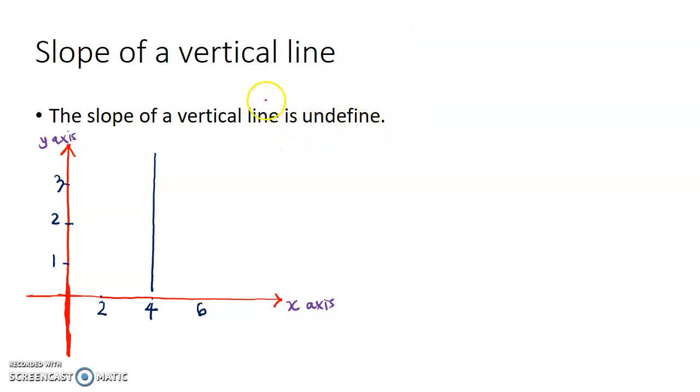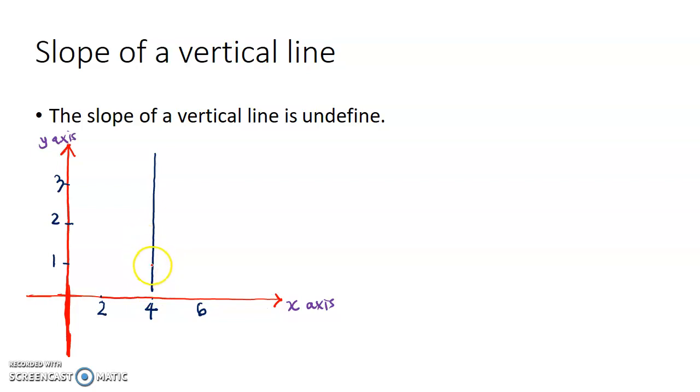In this video, I'm going to show you the slope of a vertical line. We know that the slope of a vertical line is undefined, but the question is, why is it undefined? I'm going to show you in a bit. Now, let us take a look at the graph here. This is the graph of a vertical line, as you can see here.